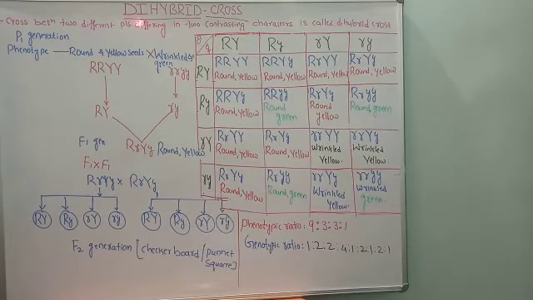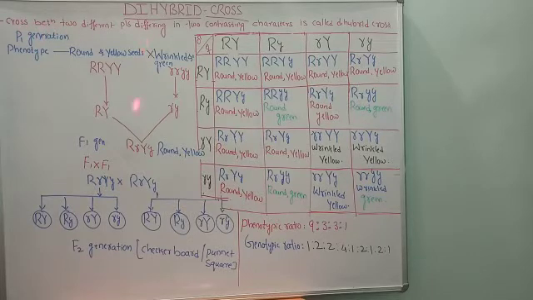Let us define what a dihybrid cross is. As the name itself indicates, di means two. So here two contrasting characters are taken into consideration for the breeding experiment. The definition goes like this: it is a cross between two different plants differing in two contrasting characters, and it is called a dihybrid cross.